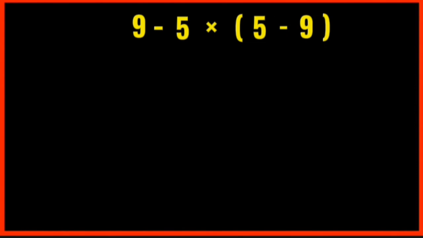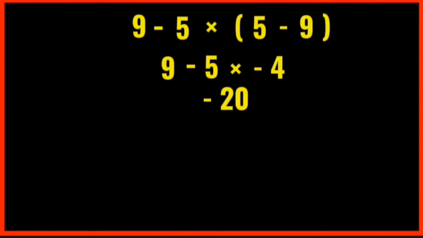5 minus 9 equals negative 4. So the expression becomes 9 minus 5 multiplied by negative 4. Now multiply. 5 multiplied by negative 4 equals negative 20. So we have 9 minus negative 20. Subtracting a negative becomes addition. 9 plus 20 equals 29. So the final answer is 29.